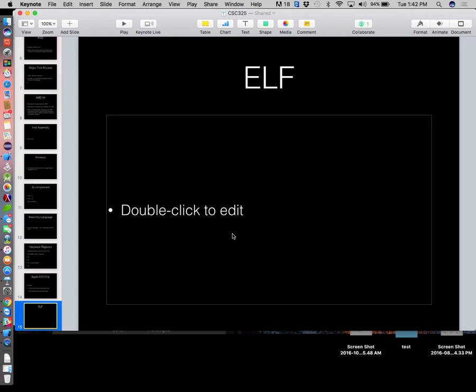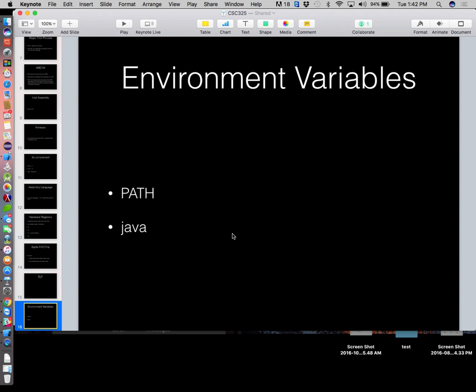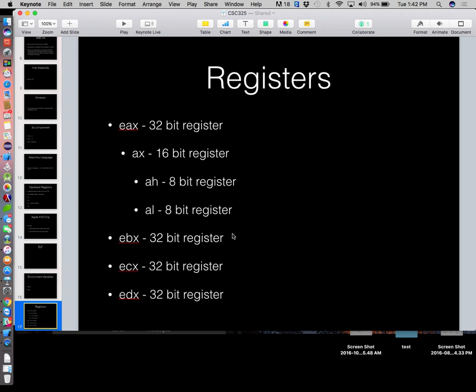The ELF is an executable linking format for building your assembly programs into an executable on like Linux, something like that. Won't be on the exam. That won't be on the exam. Okay, so back to the registers.